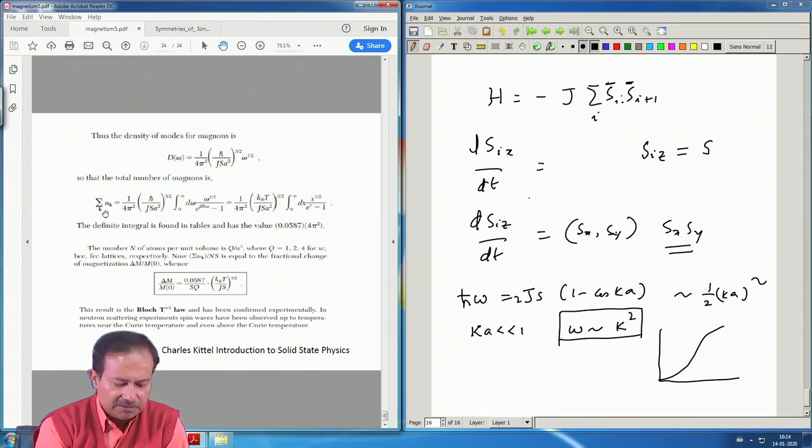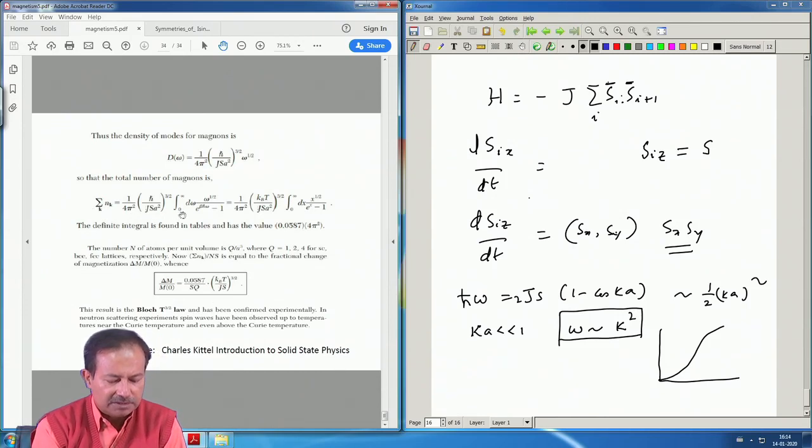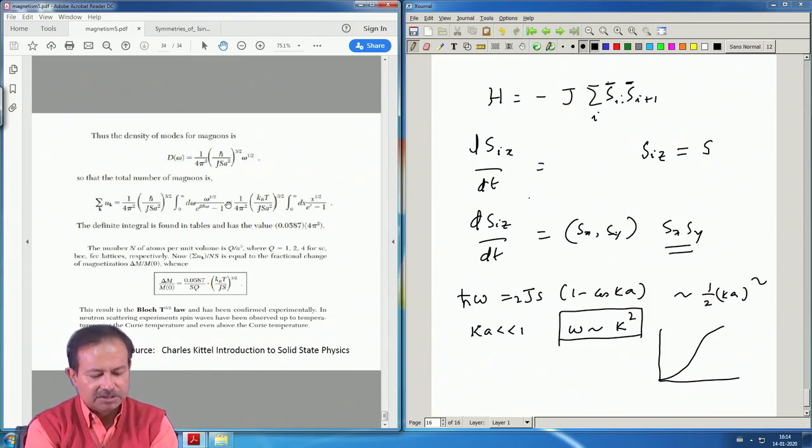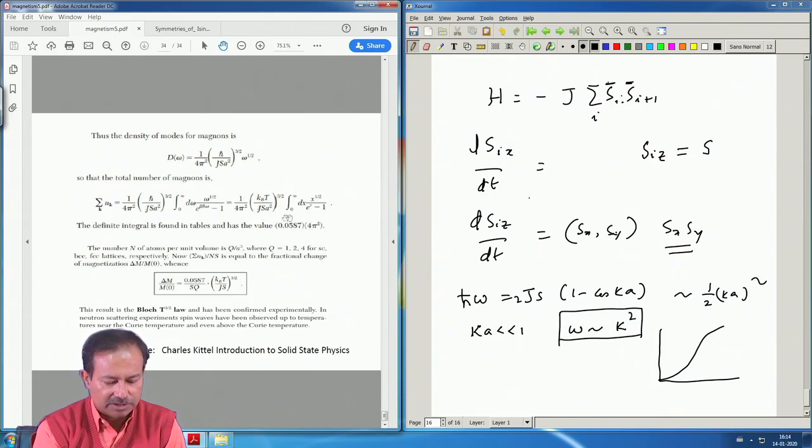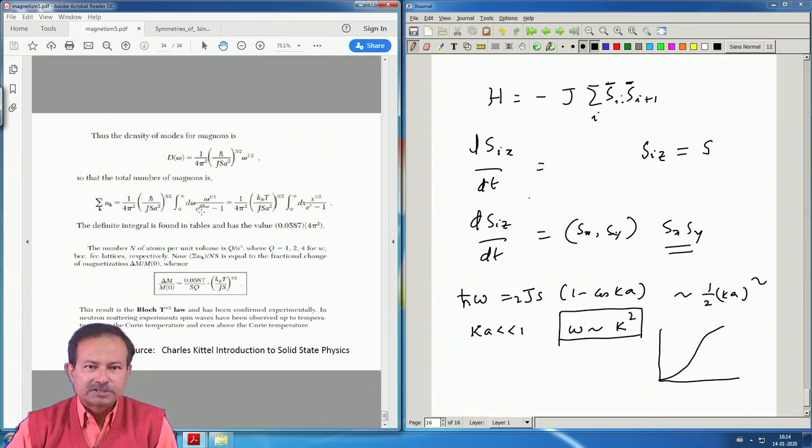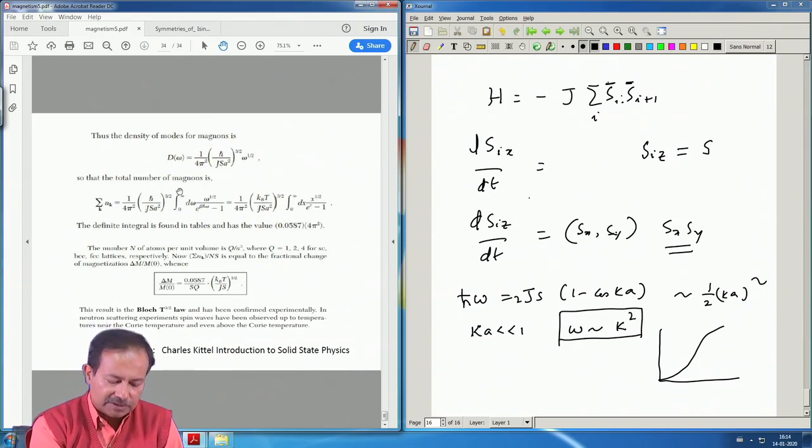See, this is n k, sum over all k, and the integral becomes like this. You can convert it into a dimensionless integral, which is often done, and the integration can be taken from 0 to infinity, because the density of states vanishes, there are no phonons at infinite energy, no magnons at infinite energies, and so on and so forth. So all that is taken care of. You can take these limits from 0 to infinity.